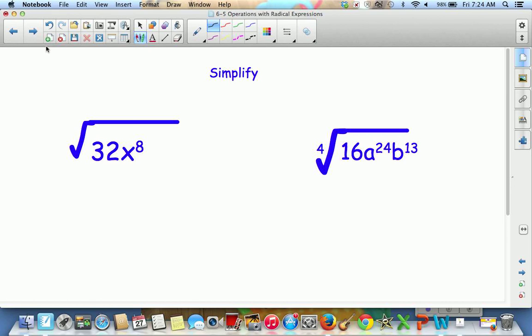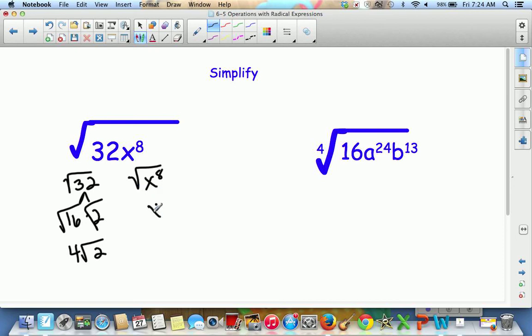So that's what we're going to practice in this video, simplifying these radical expressions. So what we have here is the square root of 32 x to the 8th. Let's go ahead and split this up. We have the square root of 32 and the square root of x to the 8th. Square root of 32, is there a perfect square that goes into it? 16 and 2. So we're going to go ahead and take that square root of 16 on the outside. So we have 4 square roots of 2. And then the square root of x to the 8th.